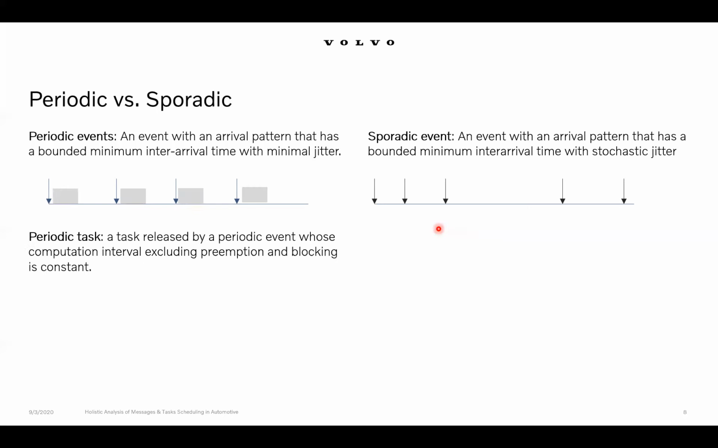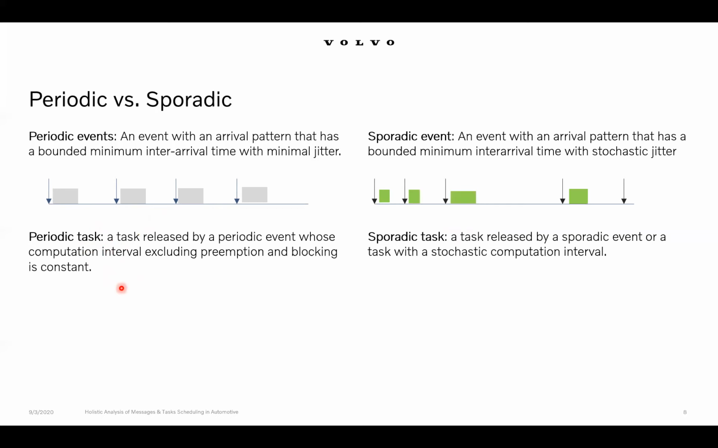So in this work, we define the periodic task. The tasks are released by the periodic event, and those are activated based on the system clock regularly. And we have a sporadic task, other tasks that are released by the sporadic event, also tasks with the stochastic computation interval. Those are activated whenever the event related to the task happens.